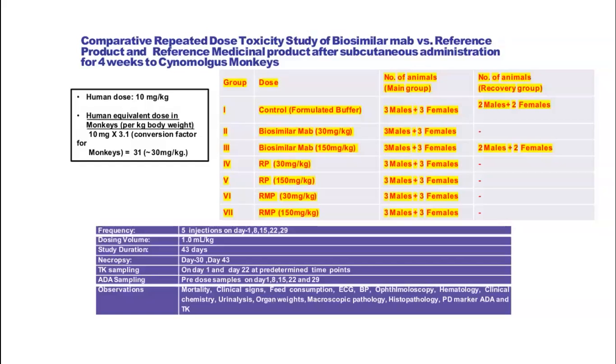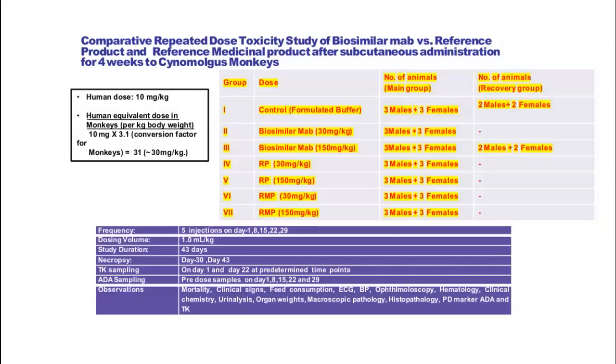If you see the doses, the first group is the control group, which can be used exclusively for the formulation buffer. The second is biosimilar mAb, where we can consider 1x dose. The third group is the biosimilar mAb at 5x dose. We have already discussed the human conversion dose, so I don't want to go into further detail. Similarly, we compare with reference product 1x, reference product 5x, RMP 1x dose and RMP 5x dose.